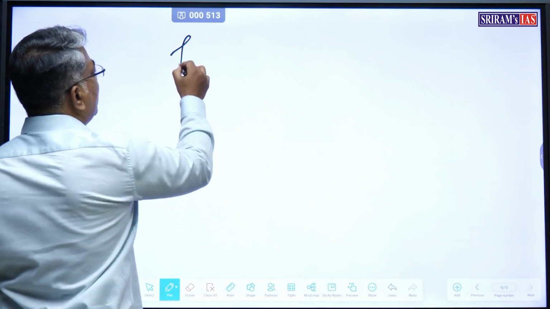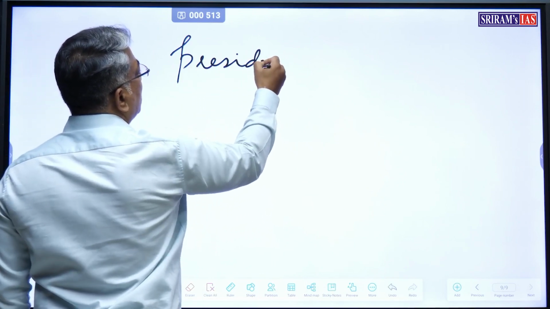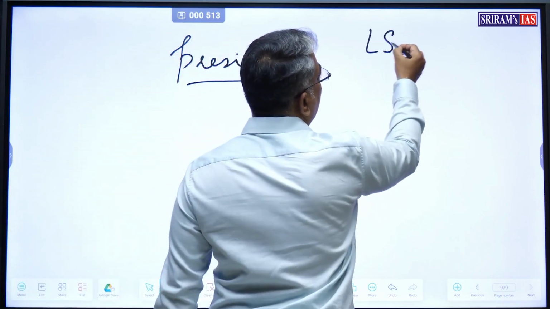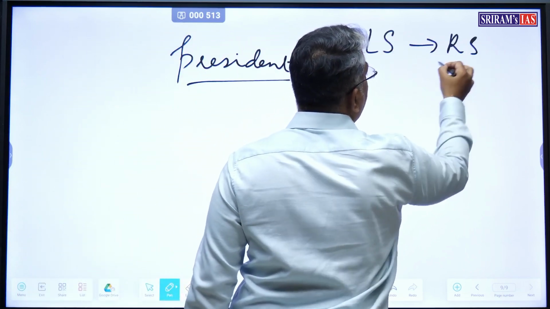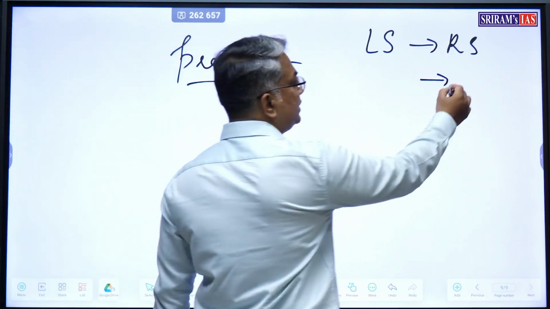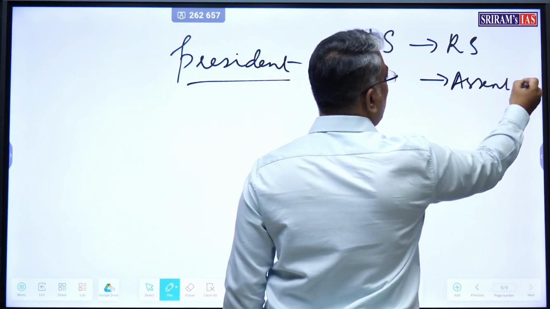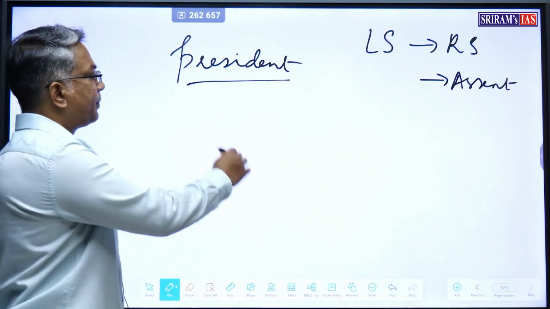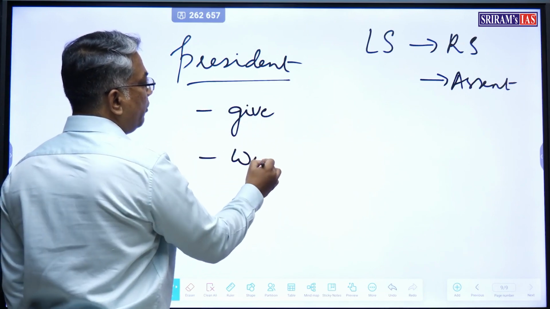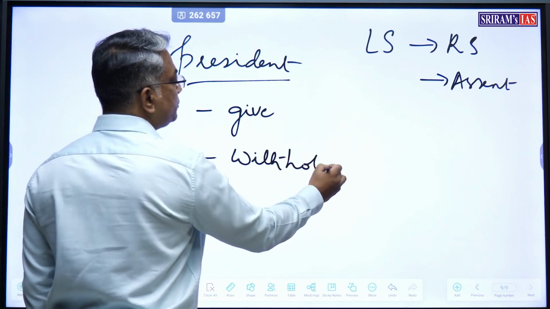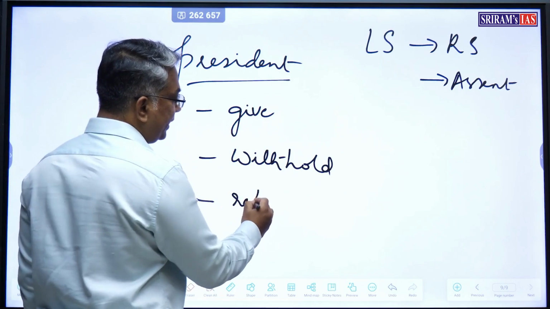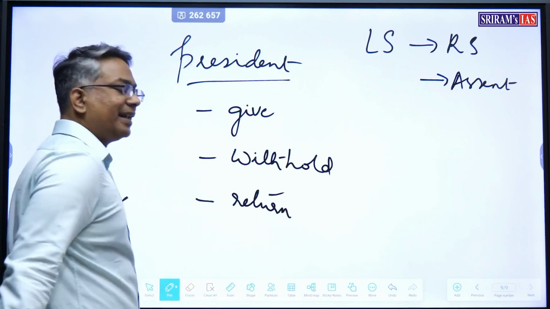So, let us now try to understand what happens after the bill is passed by Lok Sabha, transferred to the Rajya Sabha, and sent for the consideration of the President, that is, to receive his assent. So what options does the President have? The President can either give his assent or withhold his assent, but cannot return the money bill for reconsideration.